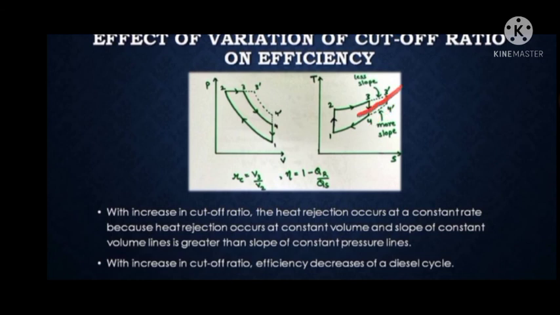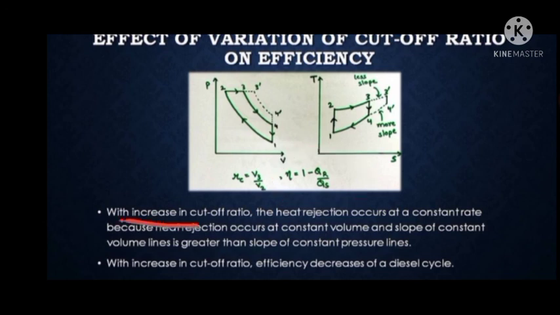So the rate of heat rejection is more as compared to the rate of heat addition, because heat rejection is taking place at constant volume and heat addition is taking place at constant pressure. So the rate of heat rejection is more as compared to the rate of heat addition. So the efficiency is 1 minus QR by QS. QR is increasing as compared to QS. So the efficiency will decrease.